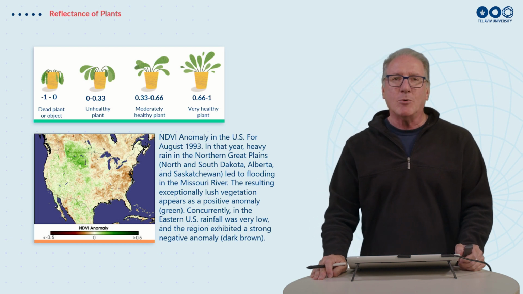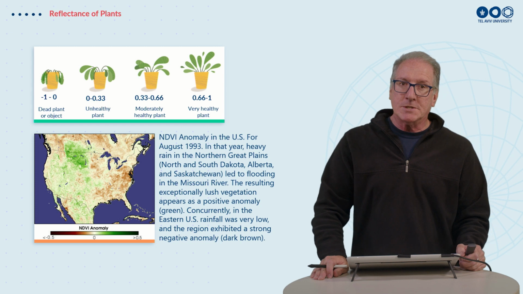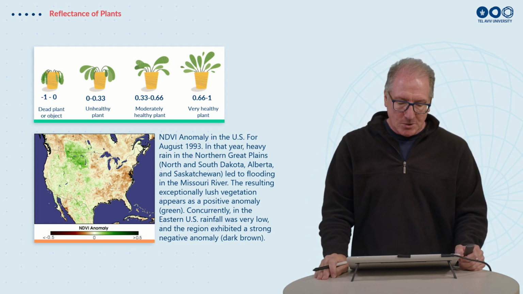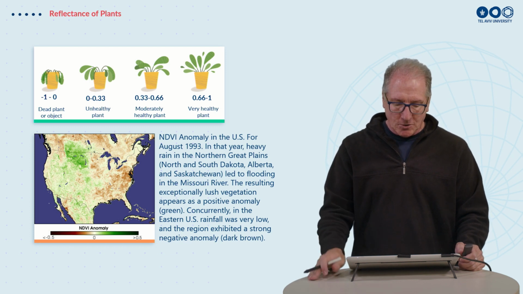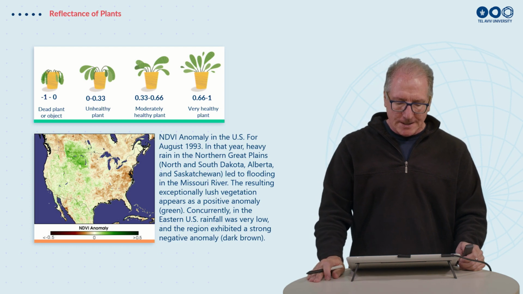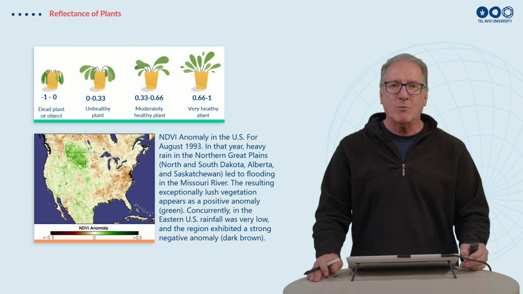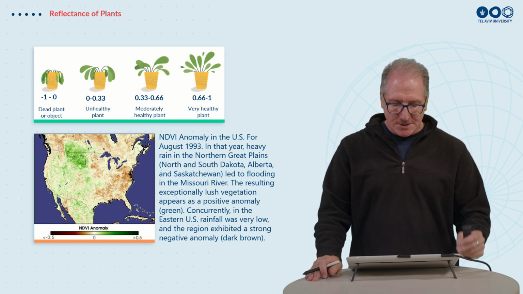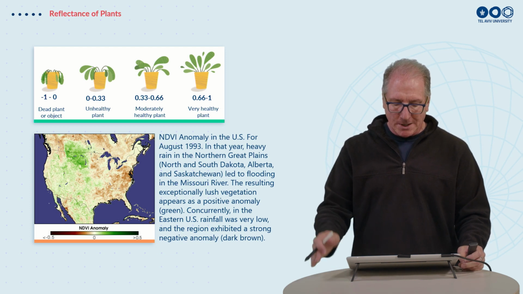And this is taken from August 1993. In the summer of 1993, there was a huge amount of rainfall in the Midwest and the northern part of the United States, the northern Great Plains, which caused huge flooding in the Mississippi River. As a result, we can see that the green areas on the map are where we had very healthy, lush vegetation growing. This appears as the positive numbers in the NDVI anomaly.